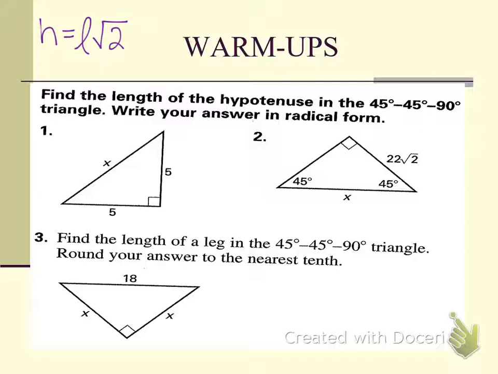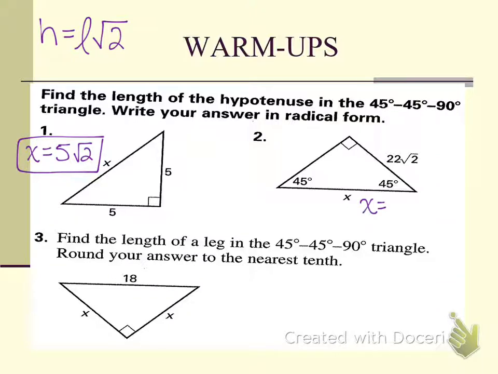This time they labeled the hypotenuse with x. A leg is 5 square root of 2. Is there anything we can do to simplify that? No, there is not, so we would leave that as our answer. On number 2, again, they labeled the hypotenuse with an x.